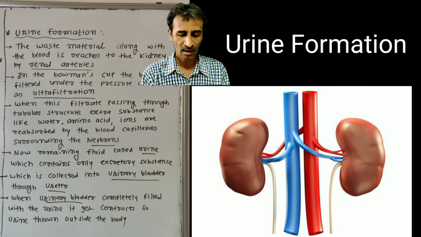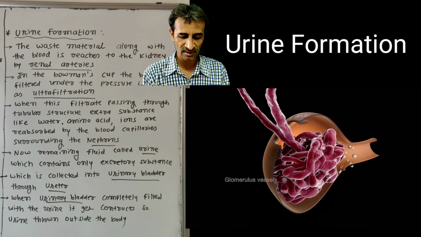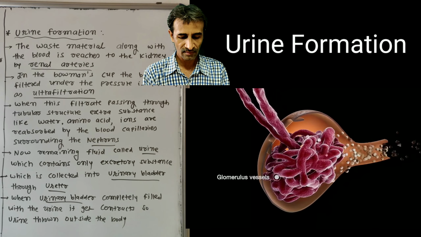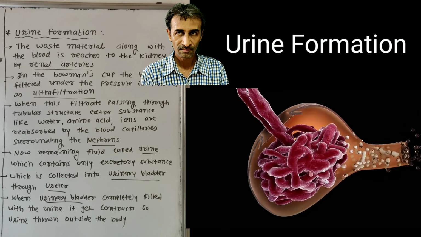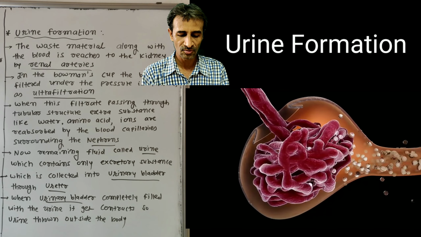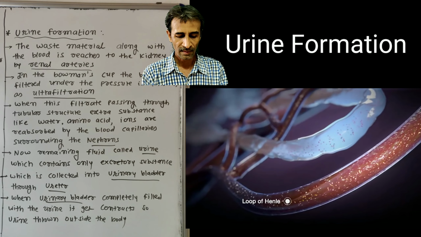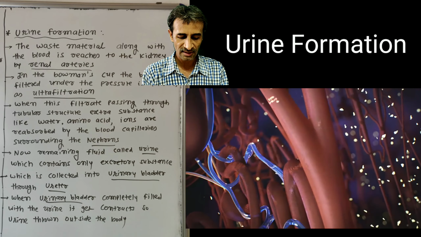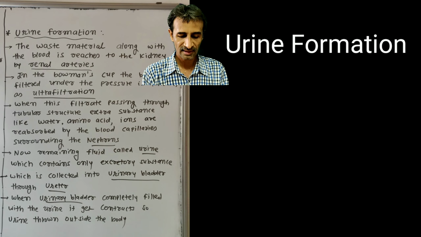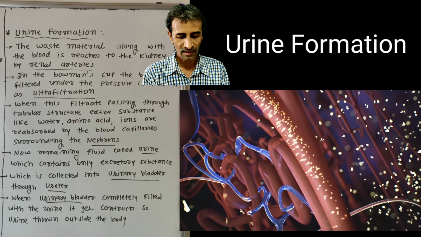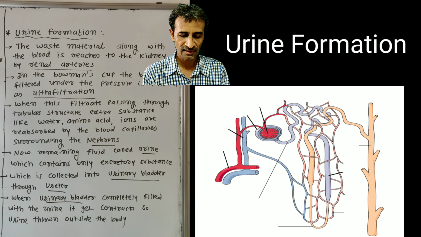The urine formation. The waste material along with the blood reaches the kidney by the renal arteries. In the Bowman's capsule, or Bowman's cup, the blood is filtered under pressure by the blood capillaries, and this process is known as ultrafiltration. This produces filtrate passing through the tubular structure. At that time, the useful substances like water, amino acids, ions, some minerals and glucose are reabsorbed by the blood capillaries surrounding the nephron.